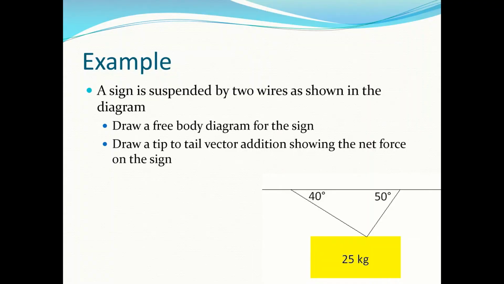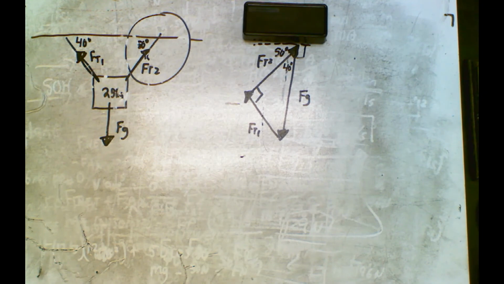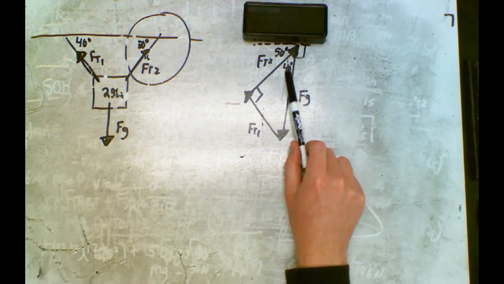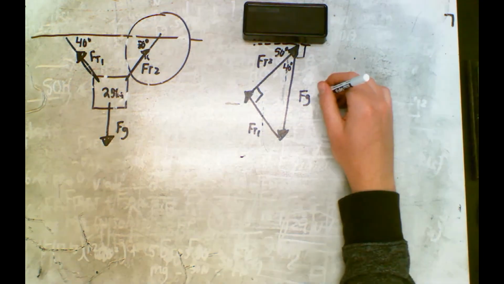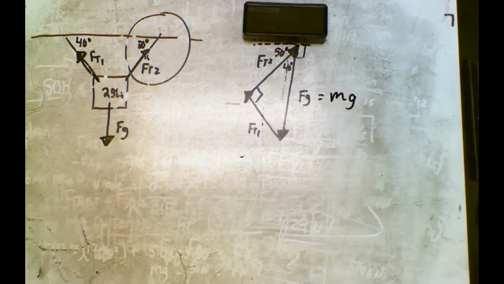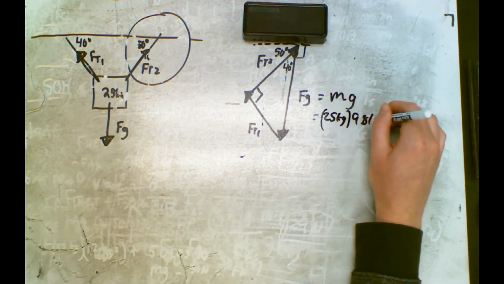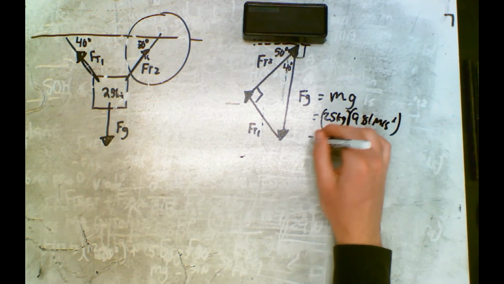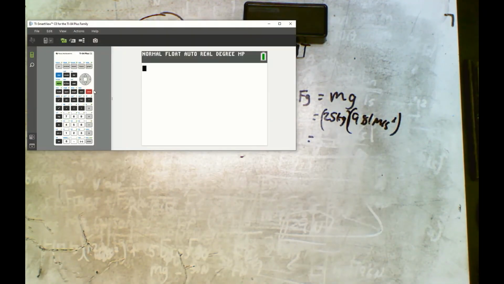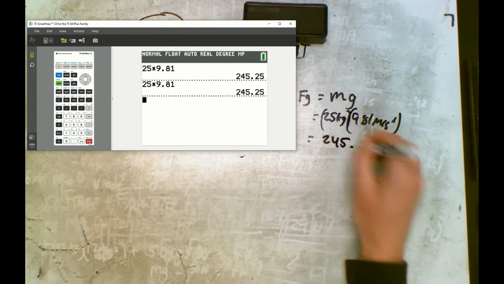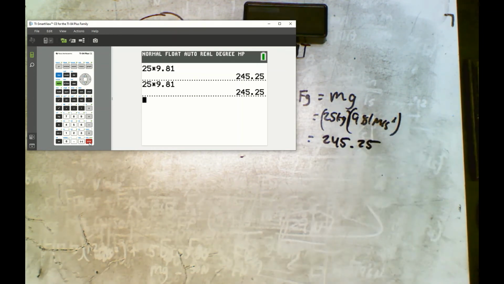So the last question's asking, determine the tension in each wire. So to determine the tension in each wire, I need a side and I need an angle. So we already found an angle, but we need a side. So the easiest side to find is this side right here where FG equals mg, because our mass is 25 kilograms. G is 9.81 meters per second squared. So I can find my side by just going 25 times 9.81. Oops, and I get my answer 245.25 newtons.